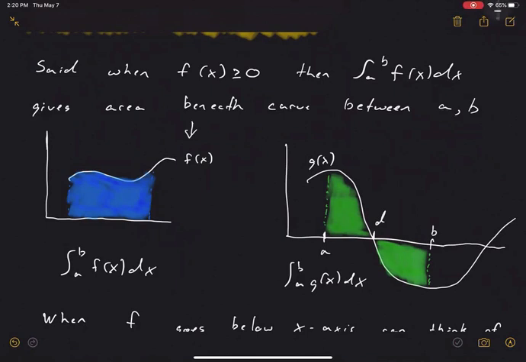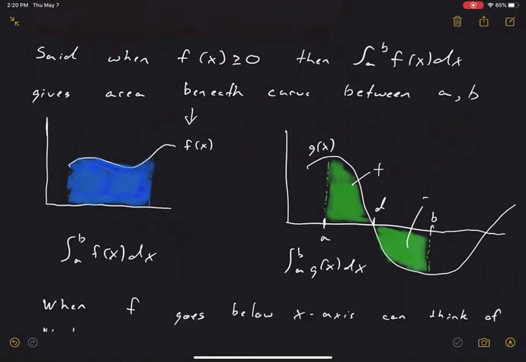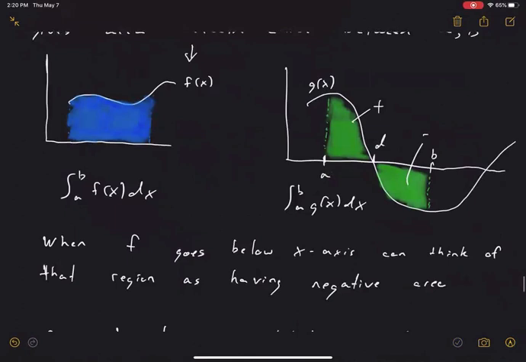Because there's obviously some area here and area here and area here, but this area is positive, this area is negative, so they cancel out. So while area beneath a curve is a good way to start thinking about an integral, we need to expand our thoughts to incorporate these negatives and start thinking about it as signed area.